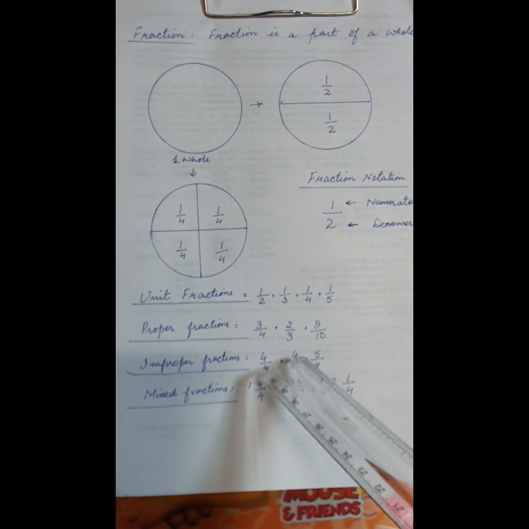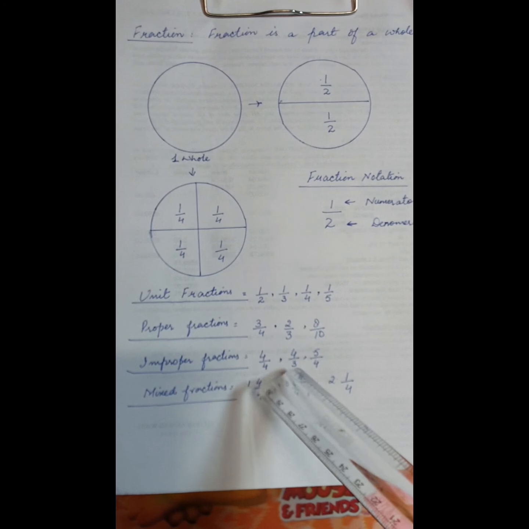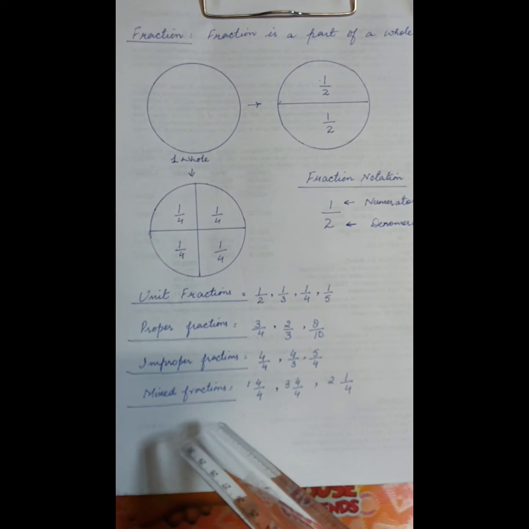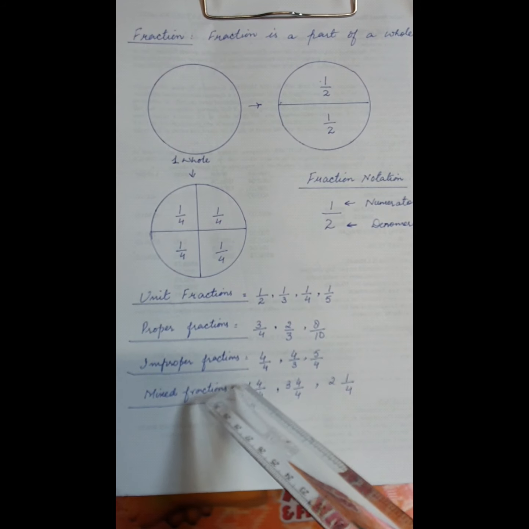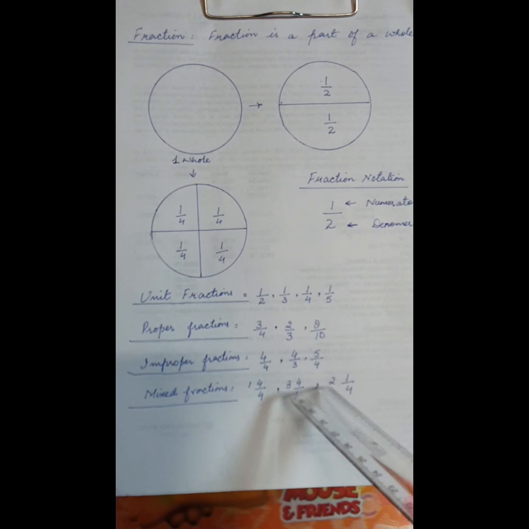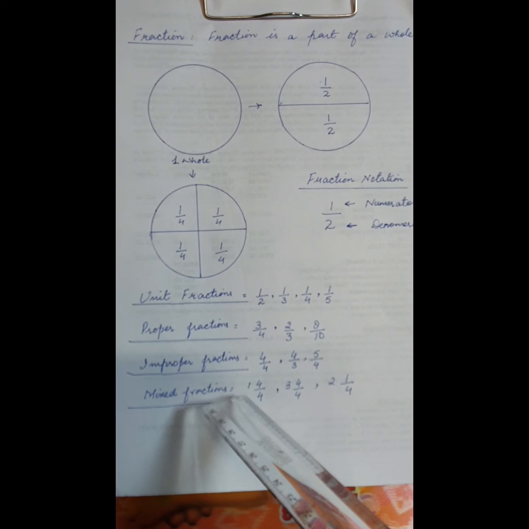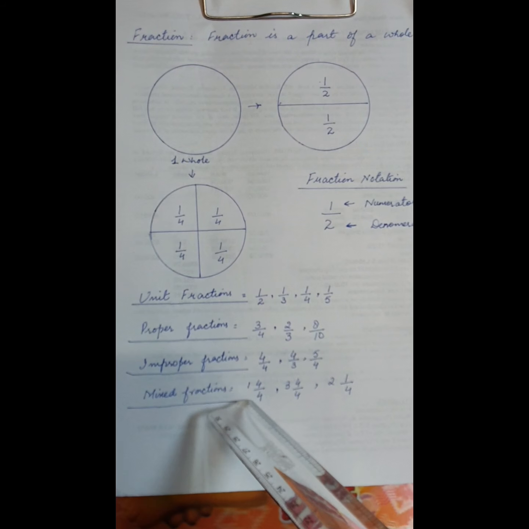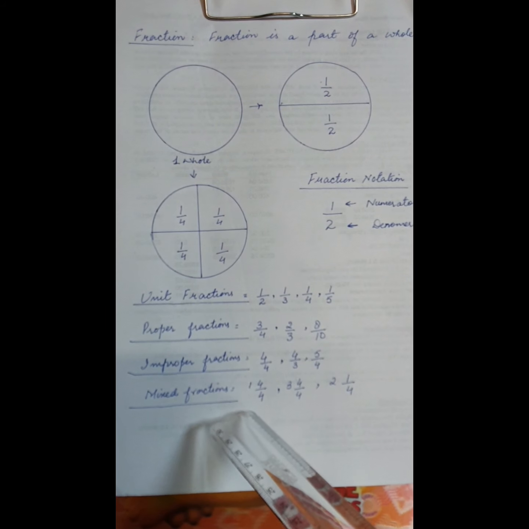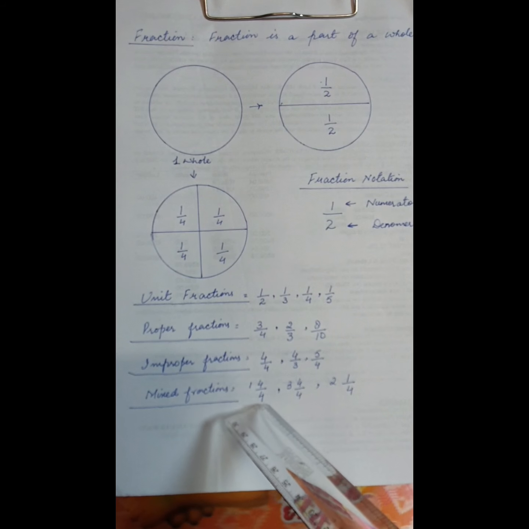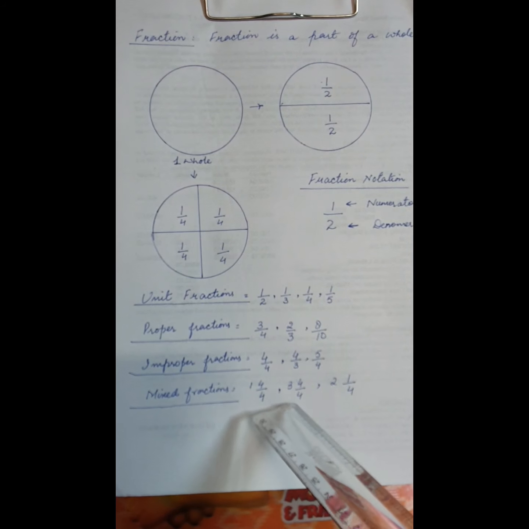Improper fractions are fractions in which the numerator is more than or equal to the denominator. For example, you have 4/3. You can see 4 is bigger than 3, so the numerator is bigger than the denominator. It means this is an improper fraction. Then we have mixed fractions. A mixed fraction consists of a whole number. Here you can see 1, 3 and 2. They are all whole numbers. We have a whole number as well as a fraction. So mixed fractions consist of a whole number along with a proper fraction.